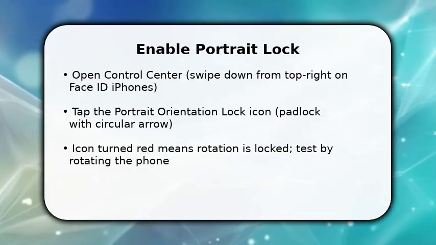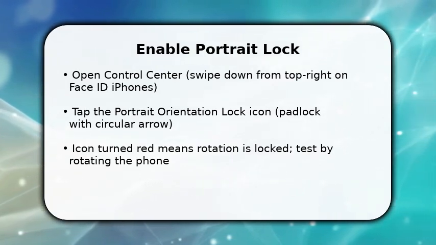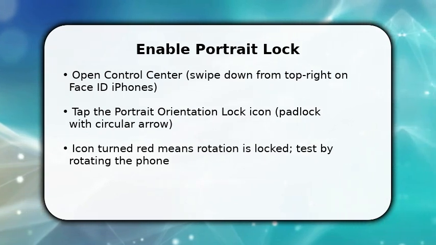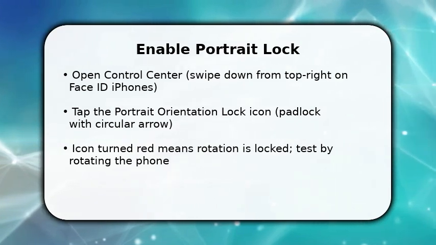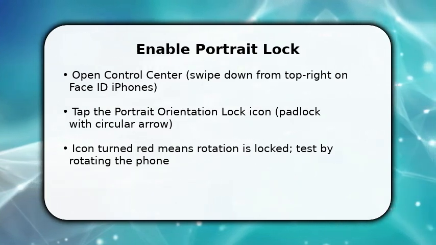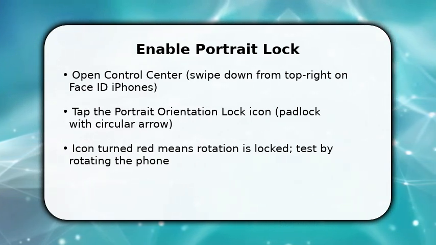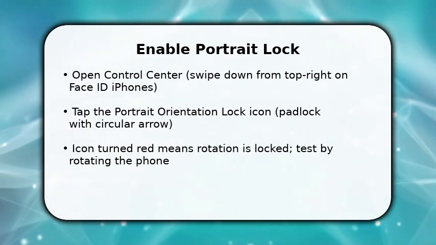You'll start by locking orientation so the screen stops rotating. Open Control Center, swipe down from the top right on Face ID iPhones or up from the bottom on older models. Tap the portrait orientation lock icon. It shows a padlock with a circular arrow. Once the icon turns red, your home screen and most apps stay in portrait. If an app ignores it, make sure the app supports portrait only, and then proceed to the next checks.